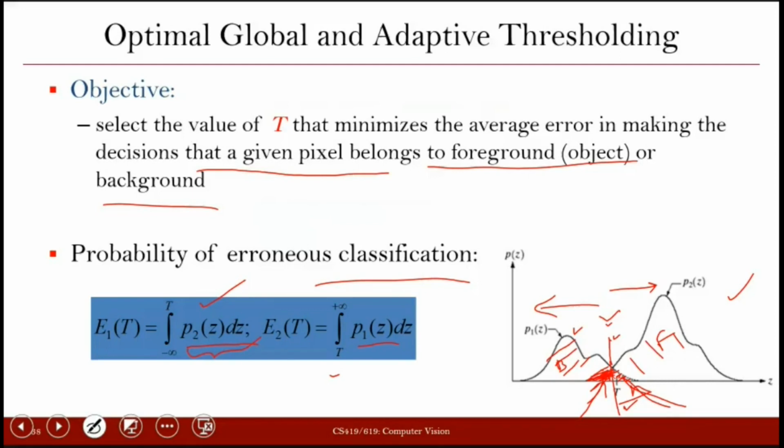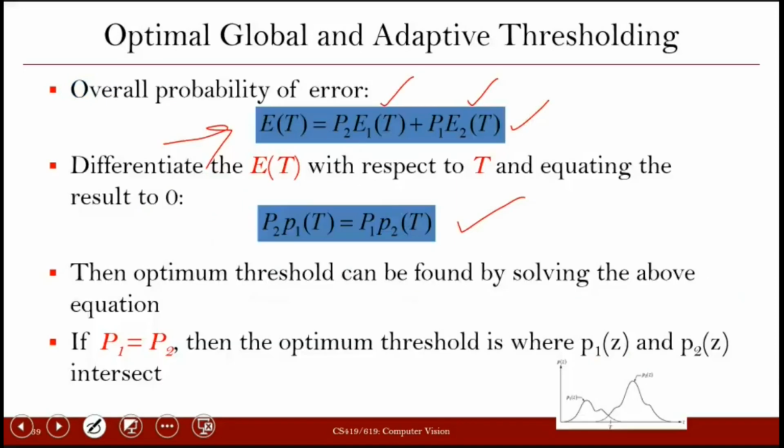And in this case, this is from t to infinity. So if you are writing it from infinity to t, you have to put a negative symbol. So that is why. And by incorporating that sign and by differentiating this and putting it to 0, if you just solve this, you will find that this will be P2 P1T equal to P1 P2T. So the optimum threshold can be found now by solving this equation.